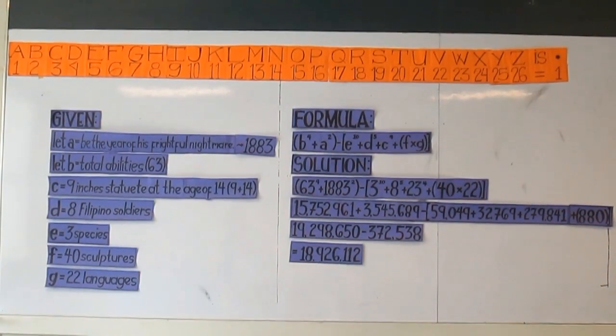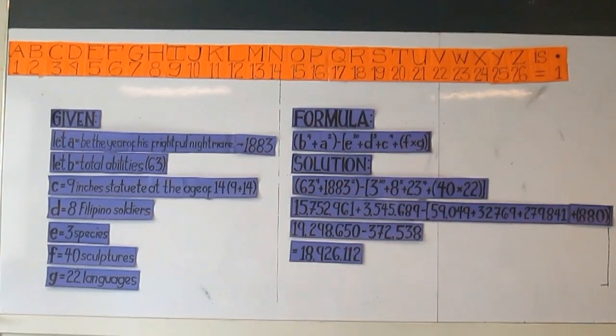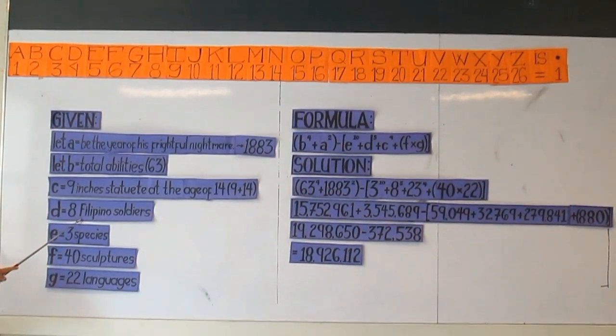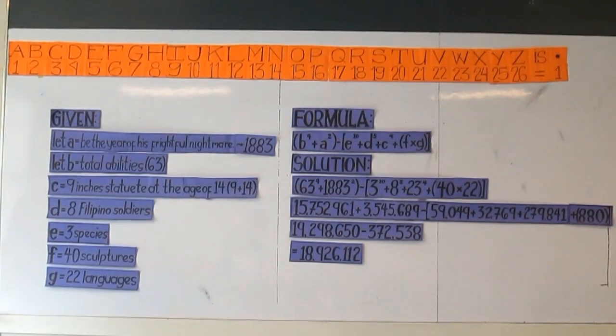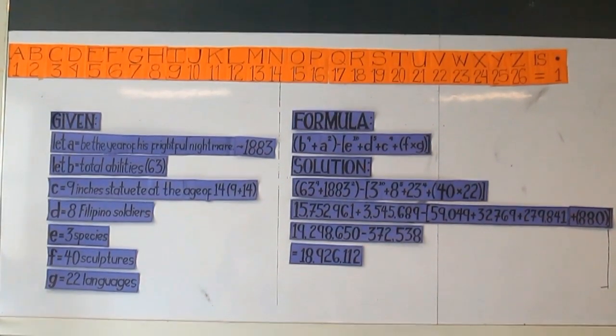The day Rizal died, there were 8 Filipino soldiers and 8 Spanish soldiers, but only 1 bullet hit Rizal, and it was from a Filipino soldier. So let D be equal to 8 Filipino soldiers. So we can get the given according to the numbers that were tackled a while ago.